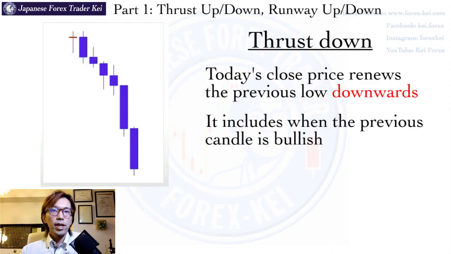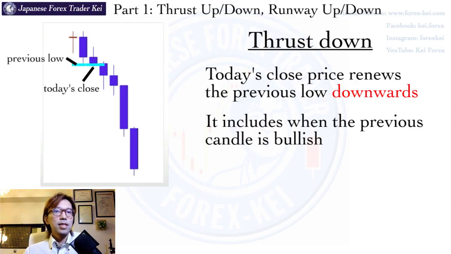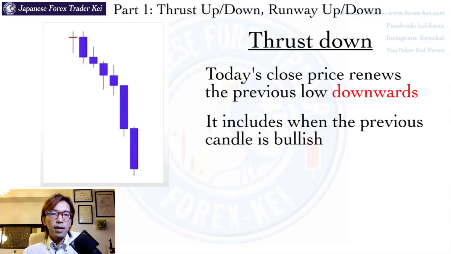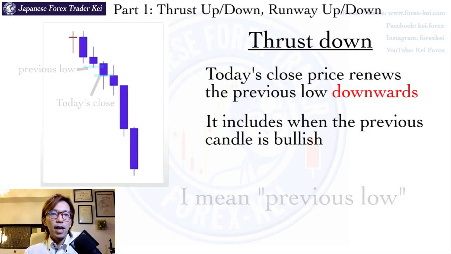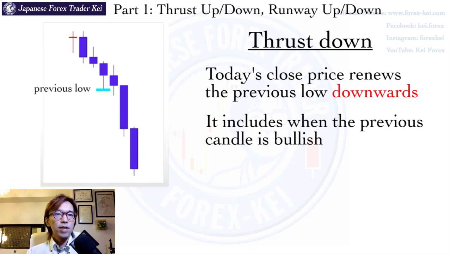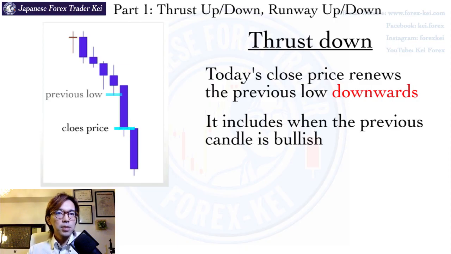Then look at the next one. This is the closing price right here, and this is today's closing price, and it did not renew it downwards. So this is not the thrust down. And the next candle, the closing price is right here, and today's closing price is at this level. And it looks like it's being renewed downwards. So this is the thrust down, you see? Moving on to the next one, the previous low did not renew today because today's closing price is right here. So you cannot call this one a thrust down. Moving on to the next one, the closing price is here and the previous low is here, right? So this time, the price renewed the previous low downwards.